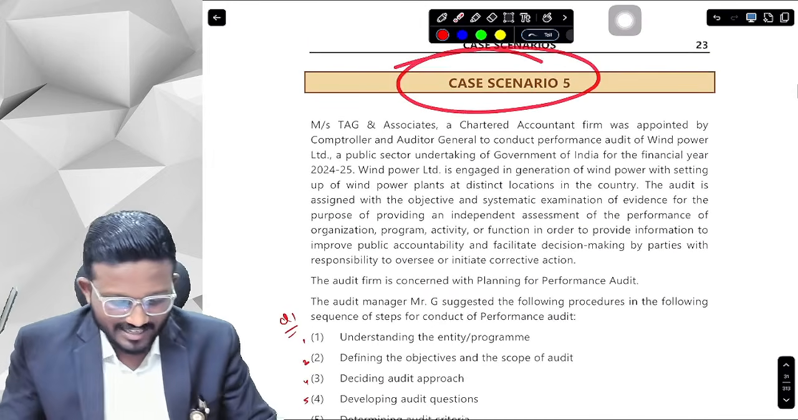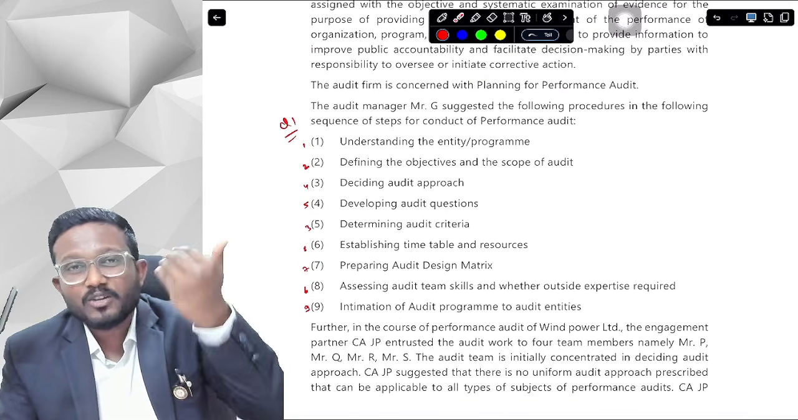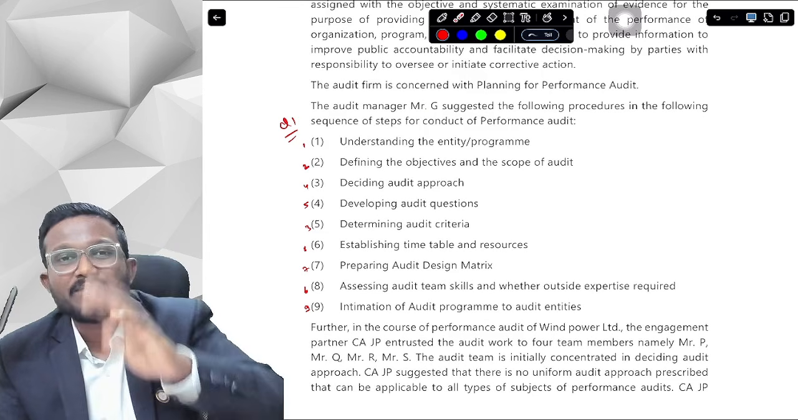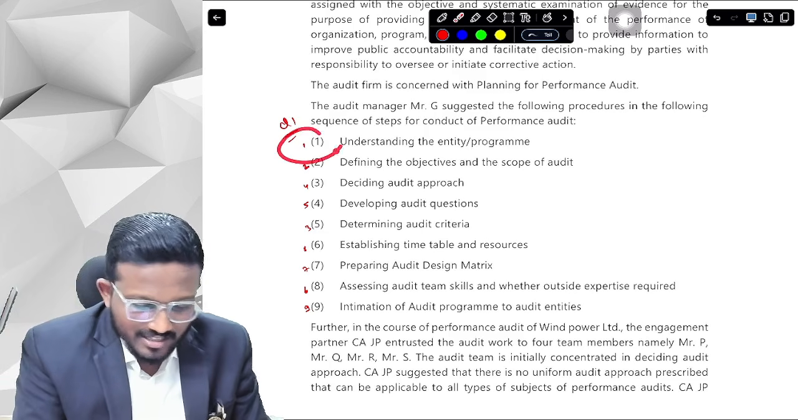Now we have to discuss case scenario 5. What does case scenario 5 say? So the first question is basically you need to describe the sequence of steps of your performance audit. Like what are the sequence of steps in which we do performance audit? So first step is what, sir?